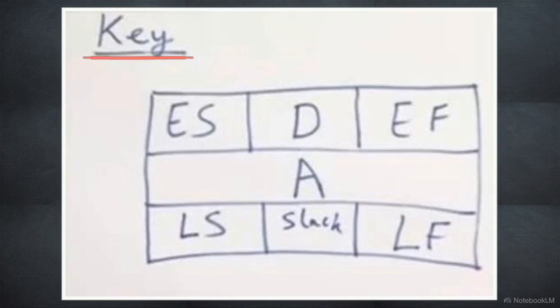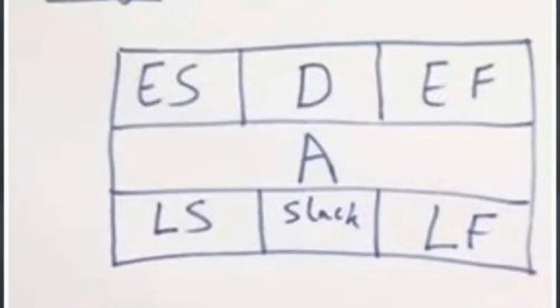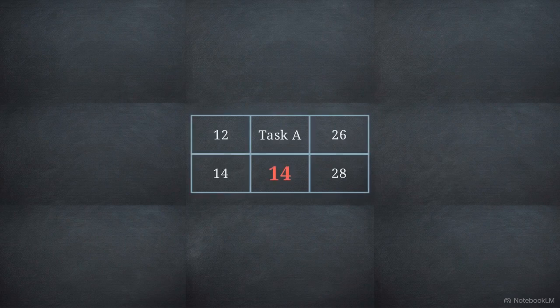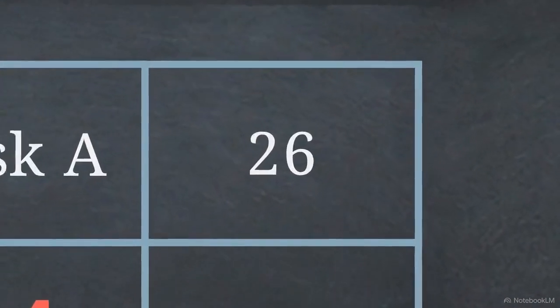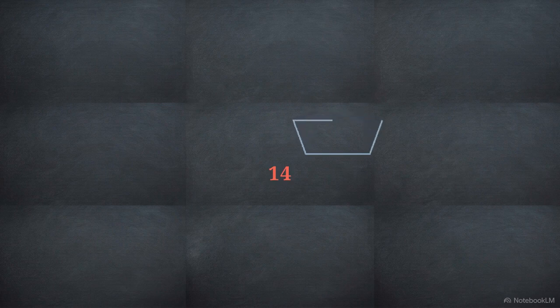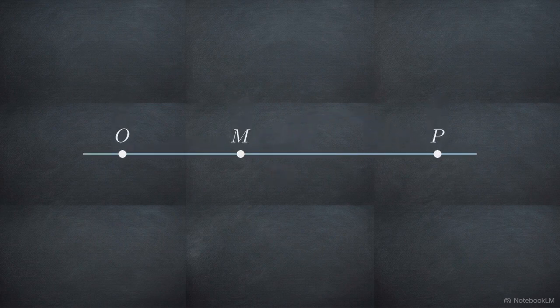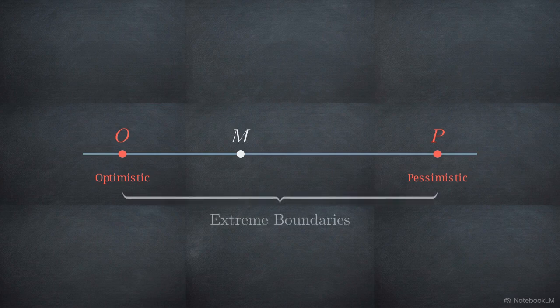To understand the system, we first look at the architecture of a single, isolated task. This hand-drawn key shows the standard layout of a project node, divided into 6 distinct compartments. The central block, labeled A here, represents the actual duration. Under traditional methods, a manager would drop a single number into this box. PERT requires 3 separate inputs: an optimistic time, a most likely time, and a pessimistic time. The optimistic estimate assumes highly favorable conditions with 0 friction. The pessimistic estimate anticipates highly unfavorable conditions where every negative risk occurs. Together, they establish the extreme boundaries of the task.